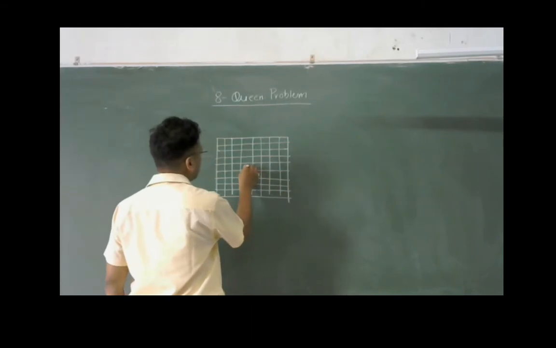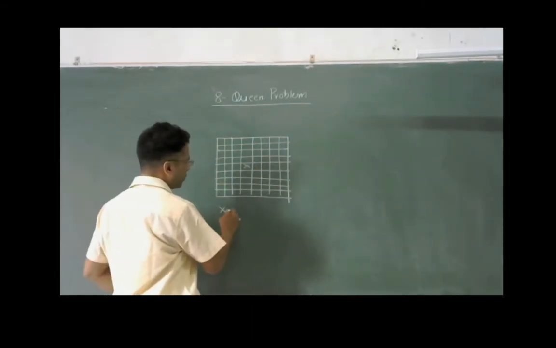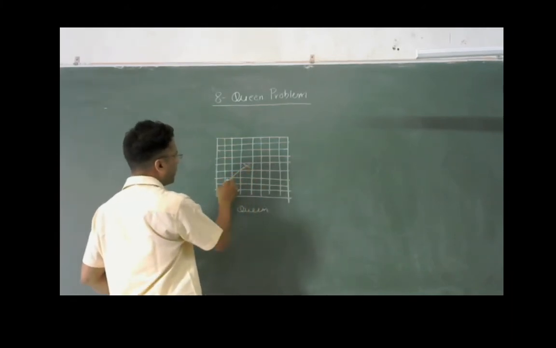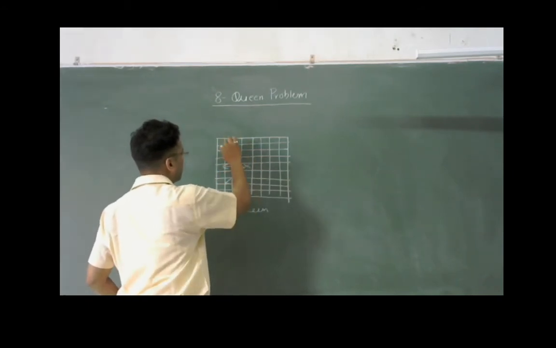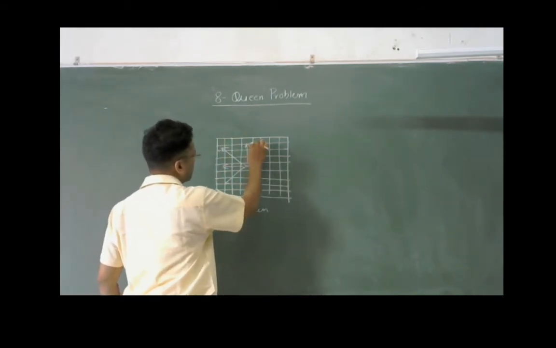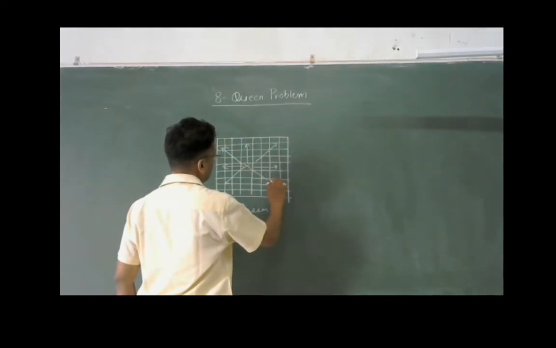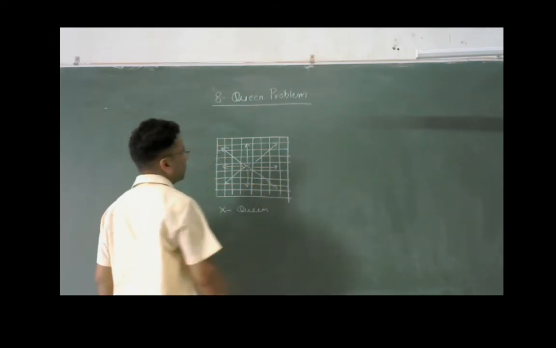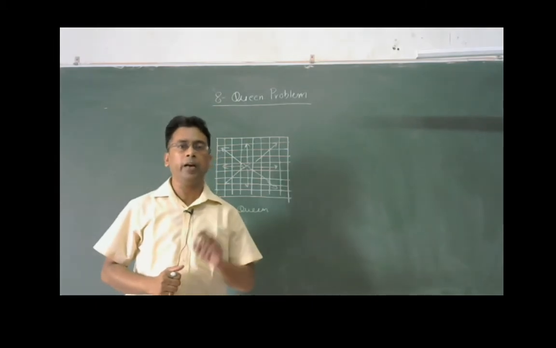And suppose this is a queen, I am using a cross symbol. Cross is equal to queen. Then it can hit in either direction, this direction and this direction. So there are 8 possible directions in which a queen can hit.